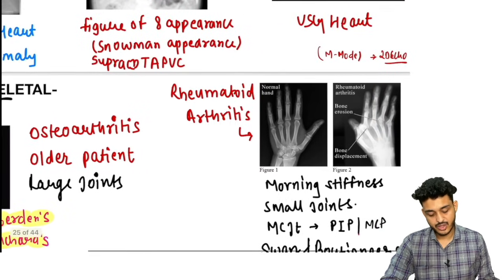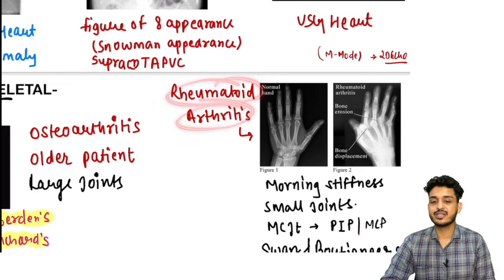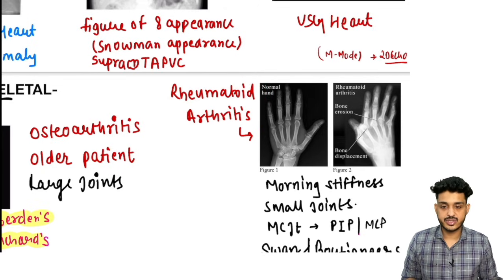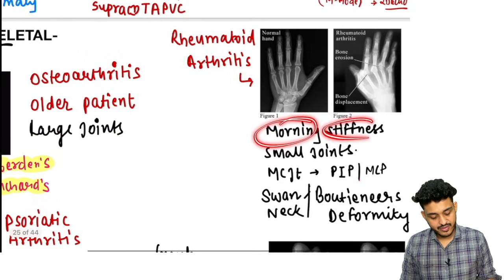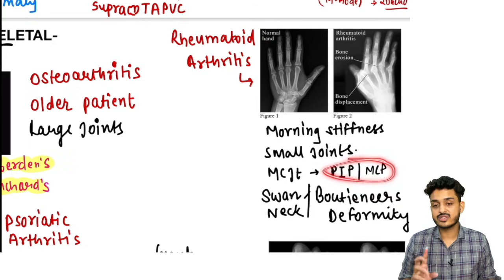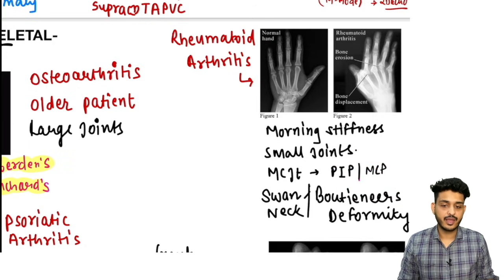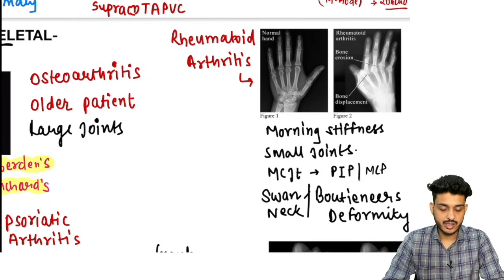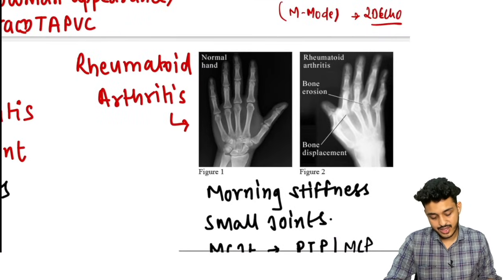Then we have got rheumatoid arthritis. This is a disease characterized by morning stiffness in the small joints. The most common joints involved are the PIP or MCP. You can have swan neck deformity, you can have Boutonniere's deformity over here, right? You can have Boutonniere's and swan neck deformity.